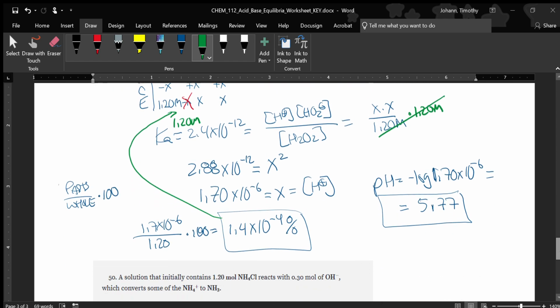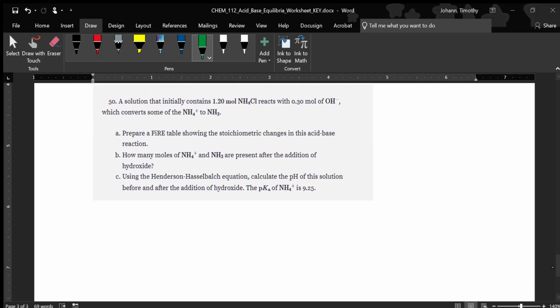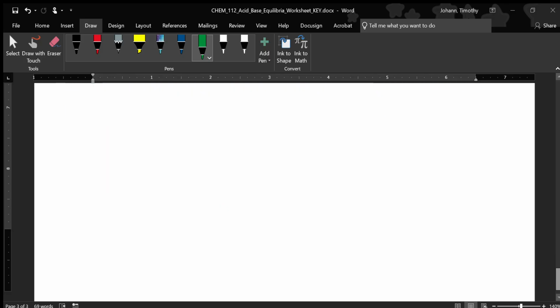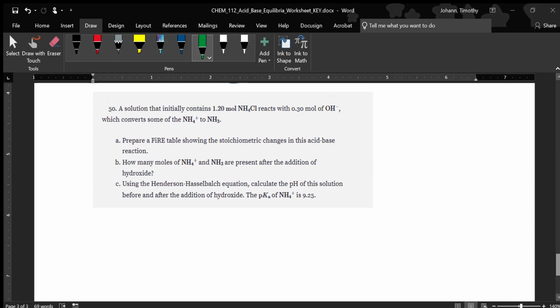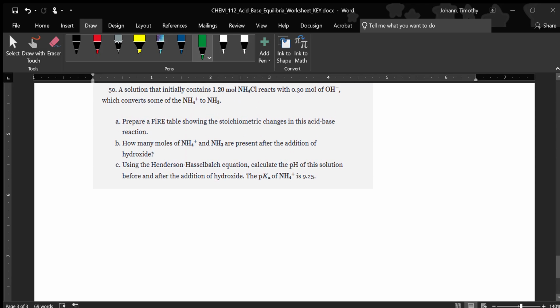All right, great. Let's go do the next one. Oh, this is our last one, too. All right, so let's go ahead and do this. Solution initially contains 1.2 molar NH4Cl. It reacts with 0.3 moles of OH, which converts some of the NH4 plus to NH3. Prepare a table.